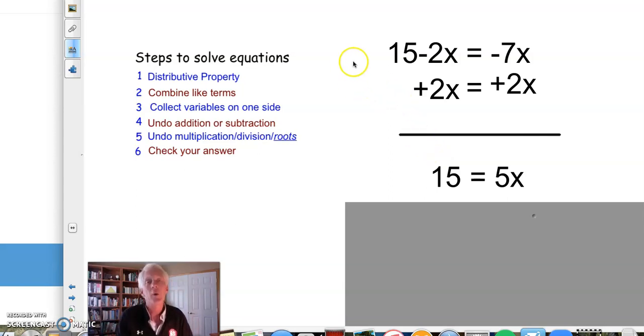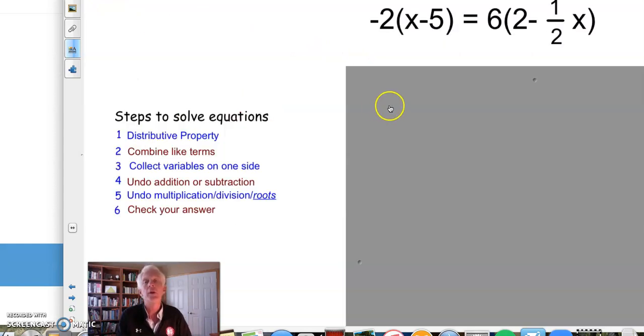But of course, it can't always be that easy. Here it is. Now we have to go back to our steps. This is why collecting variables is third. If you have distributive property or terms that need to be combined, you want to do that first. Then you move the variables. So that's why it's step number 3.